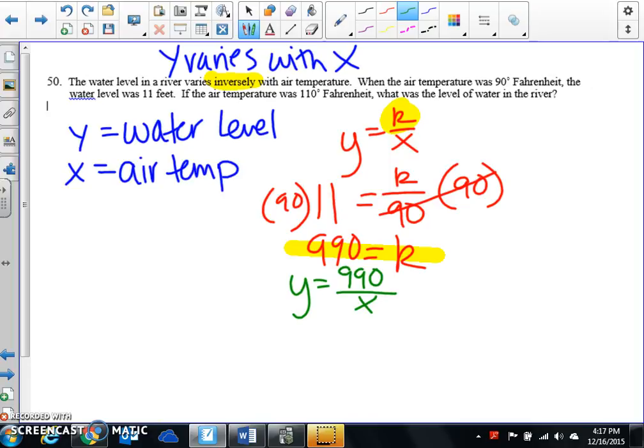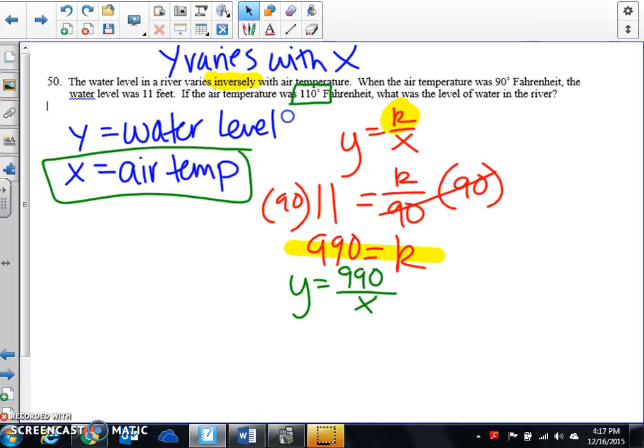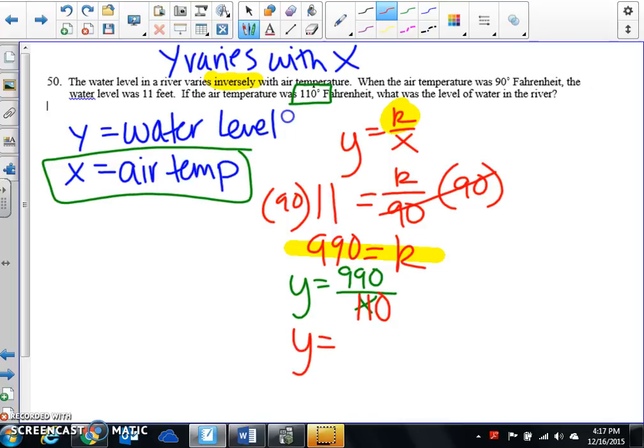So now it says, what is the water level if the air temperature is 110 Fahrenheit? So remember, the air temperature is your x. So I plug in 110 for x. And that gives me y equals 9, I think. So y equals 9 feet.